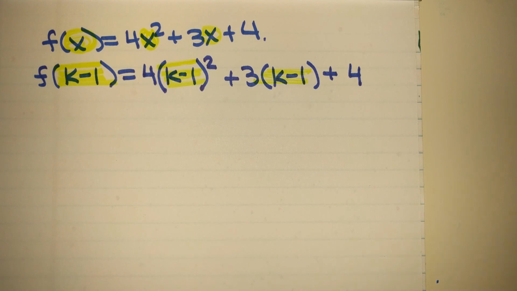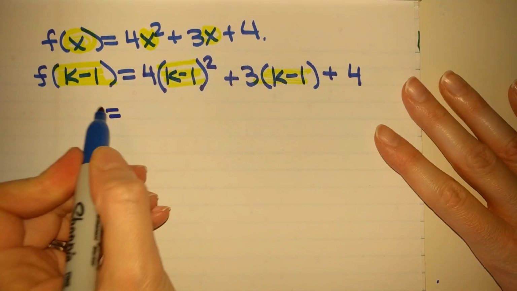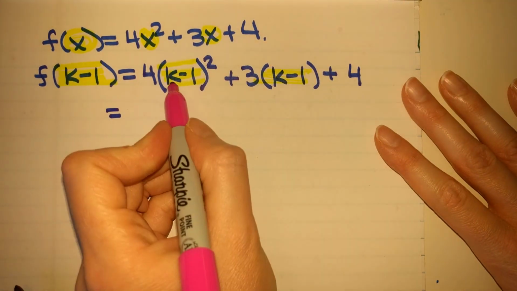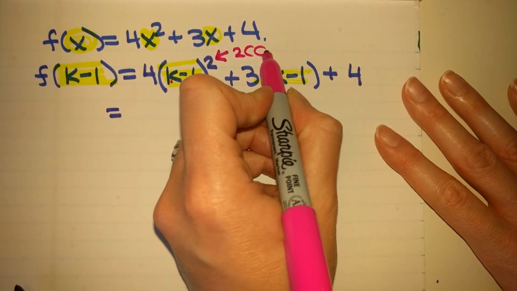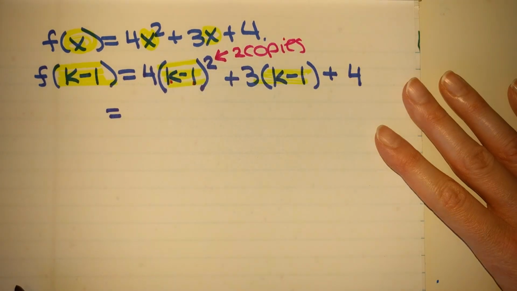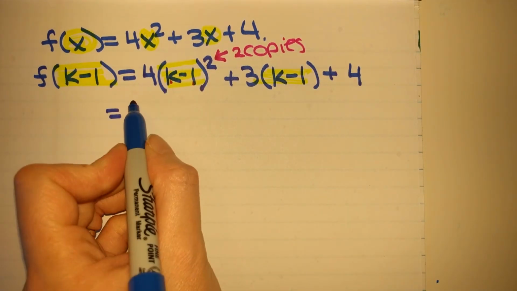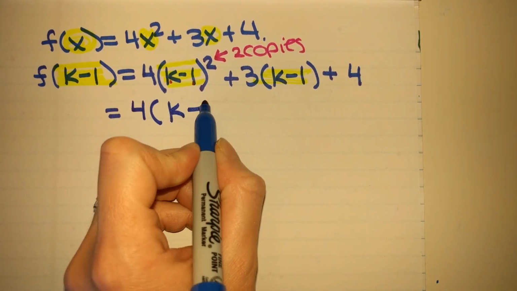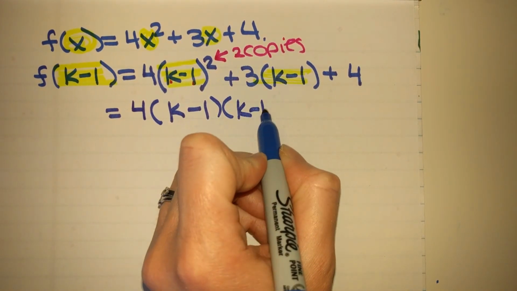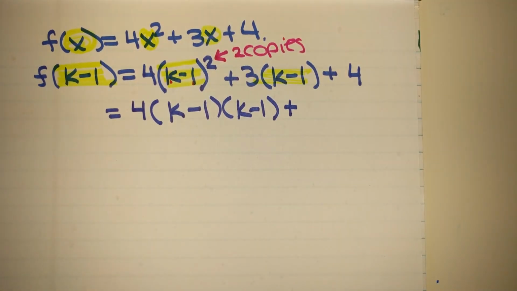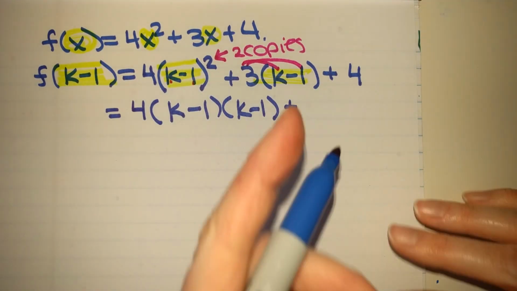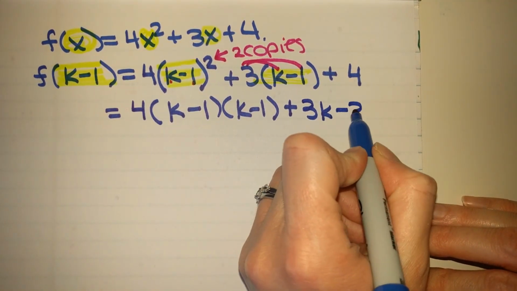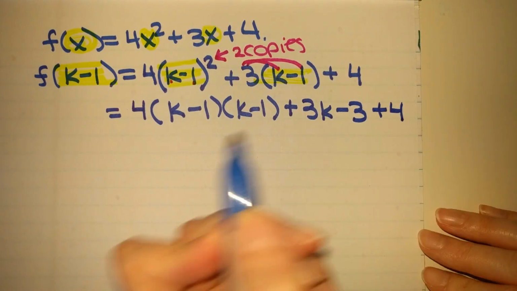So the first thing that we have to do is remove our parentheses. Do keep in mind, because there are two terms here and you're raising it to the second power, you're going to have to write out those two copies and then FOIL out those two copies. So this will be 4 times k minus 1 squared, plus, and then we can go ahead and distribute the 3 immediately. So that will give us 3k minus 3 and then plus 4.